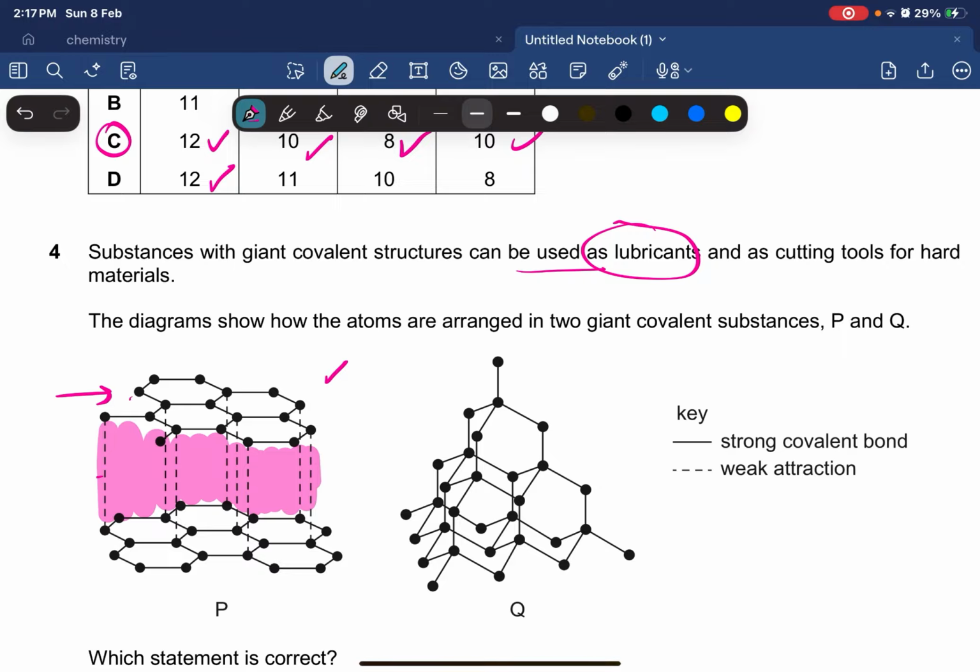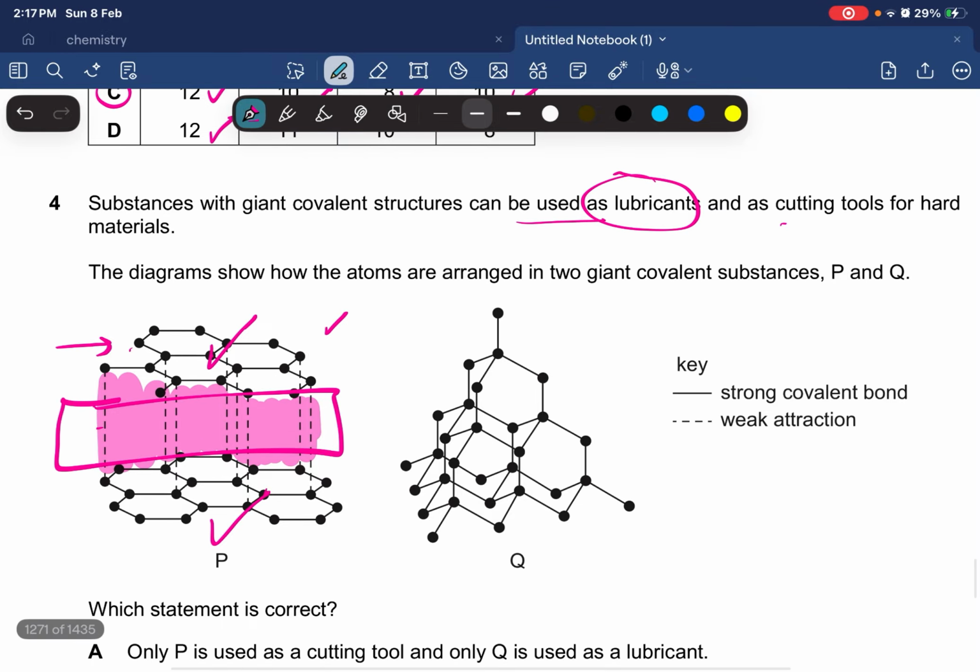This is one layer, this is the second layer. Between the layers, there's a weak force. So when you apply force, the layers can slide. Diamond is used as a cutting tool because it's hard. Because there are strong covalent bonds between carbon atoms.